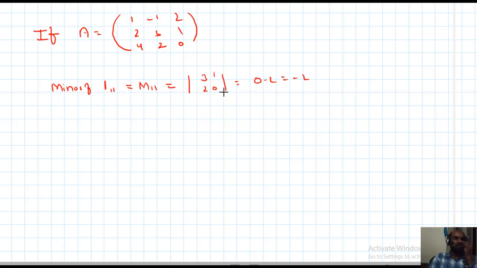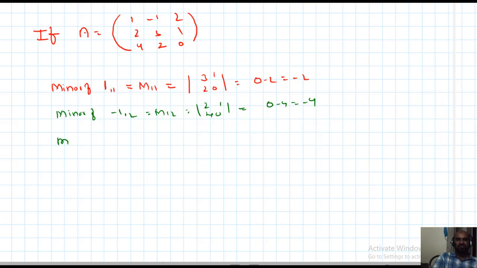Minus 2 is said to be the minor of this element. Like that you can write the remaining also. Observe here. Minor of minus 1, that is the first row second column element, I can write M12. That row, that column should be removed: 2 1 4 0. That is equal to 0 minus 4, that is equal to minus 4.